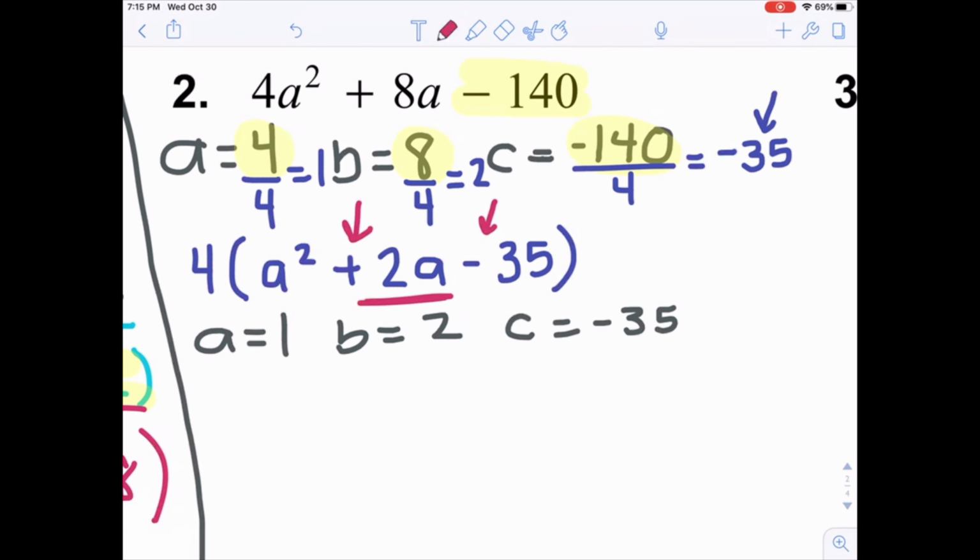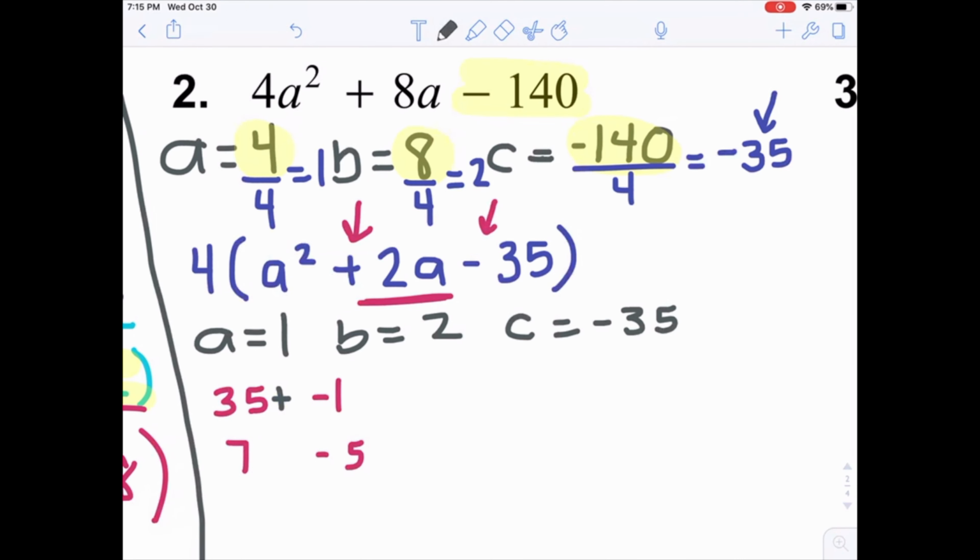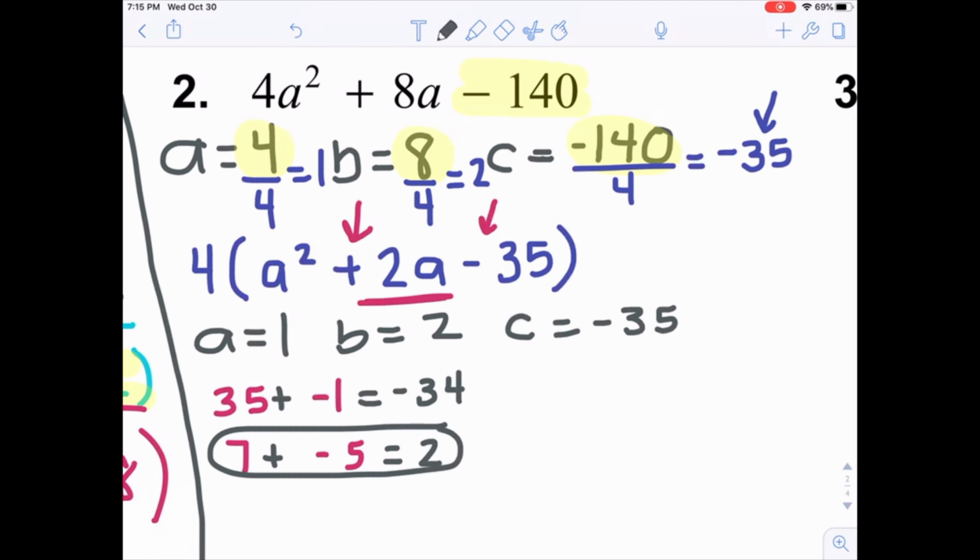So, factors of 35. 35 times a negative 1, 7 times a negative 5, and that's it. Makes our job pretty easy. I add those, I get negative 34, and 7 plus a negative 5 gives me a positive 2, which means that's what we're going to use.